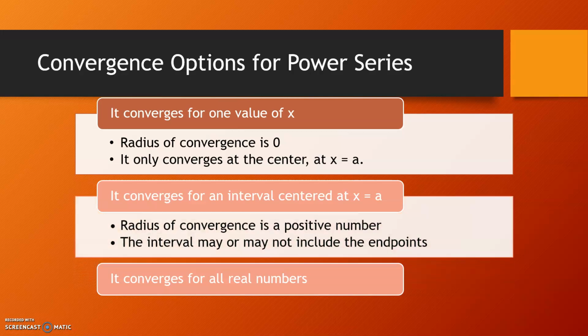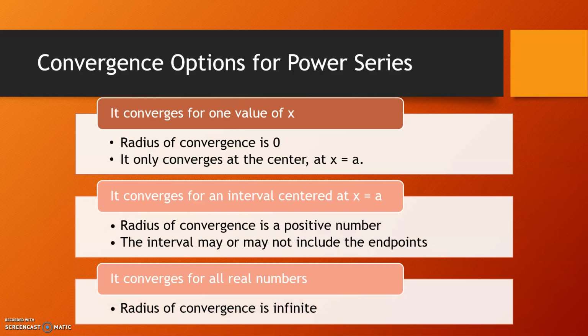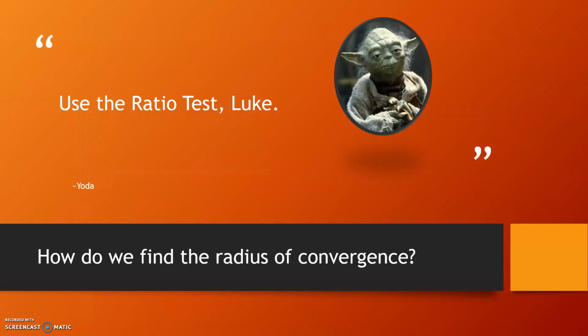If it converges on an interval, then your radius of convergence is half of the width of that interval, because you'll add and subtract the radius of convergence to a to get the interval of convergence. And the interval may or may not include the endpoints. Tomorrow will be all about figuring out whether the endpoints are included. Today will be about figuring out the radius. The third option is that your power series converges for all real numbers, in which case the radius of convergence is infinity. And how do we find the radius of convergence? We think of Yoda, and Yoda says, use the ratio test, Luke.